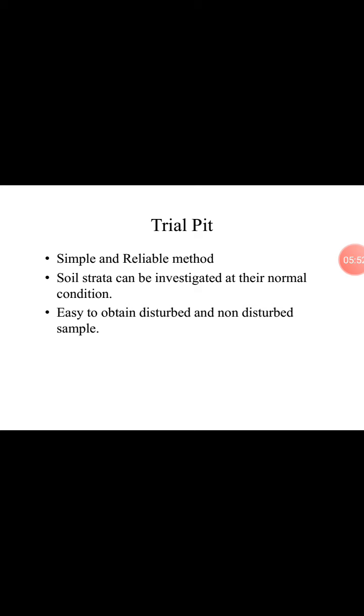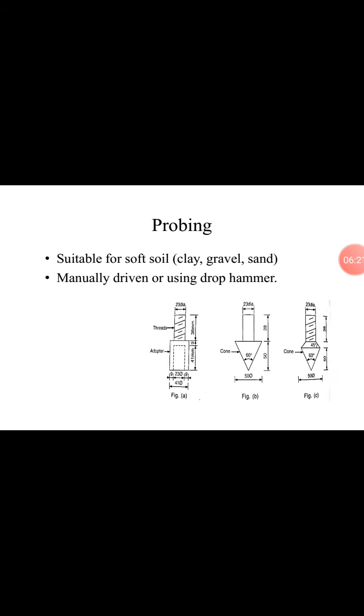In the next figure, the different layers of the trial pit are given, like silt, fine sand, coarse sand and loose gravel. So the thickness or depth of the different layers is different, as seen in figure number 1. Here the trial pit is excavated up to 4 meters, and the excavation is done mechanically or manually.